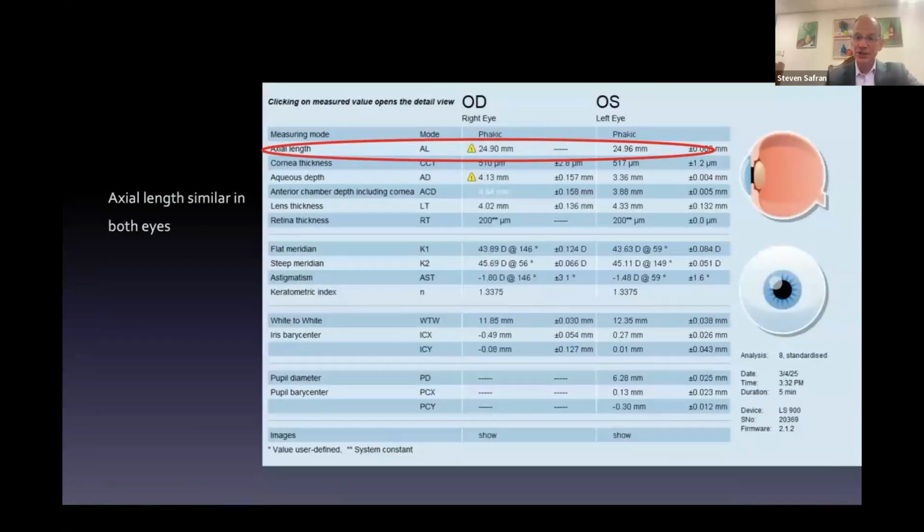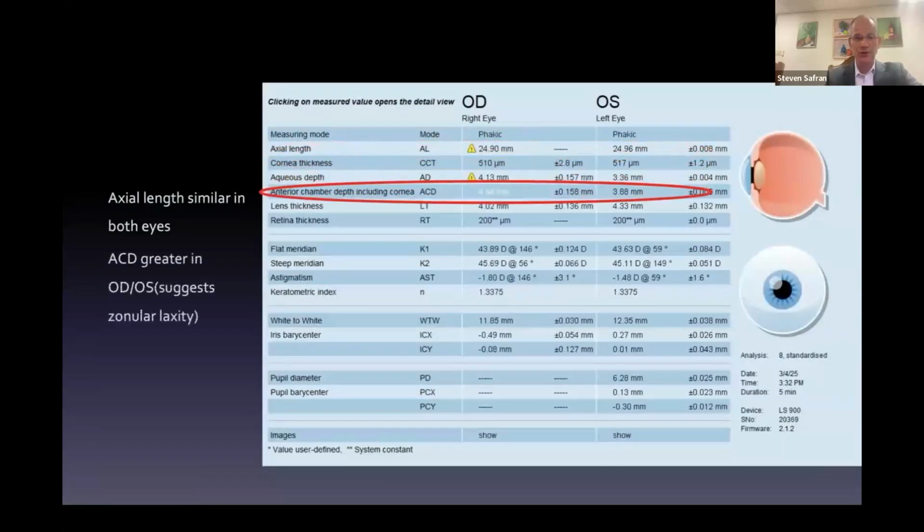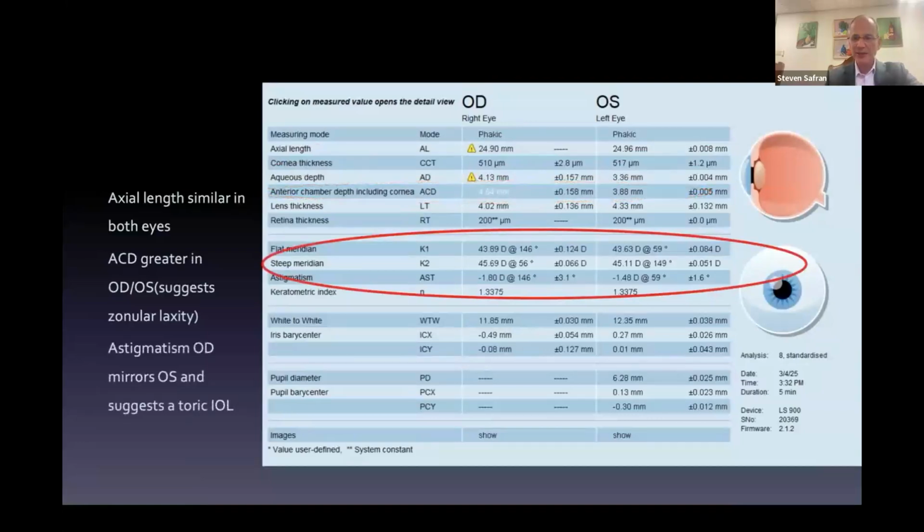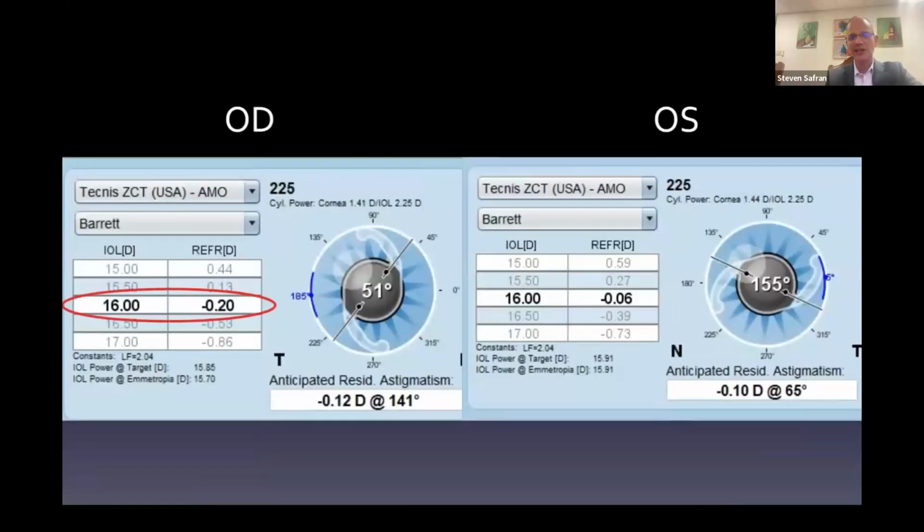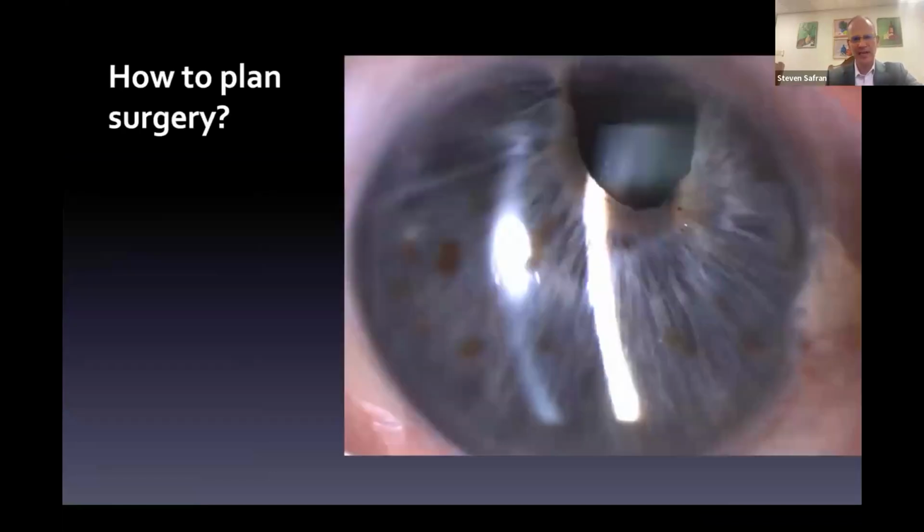The axial length is similar in both eyes, which is reassuring. But the anterior chamber depth is greater in the right eye than the left, which does suggest that he may have zonular laxity in this side. The Ks, which you see here, suggest that he's going to need a toric lens. And I like the fact that it's similar power in both eyes and that the axes are kind of pointed at each other. That makes me feel pretty good about what we're going to be doing for this guy.